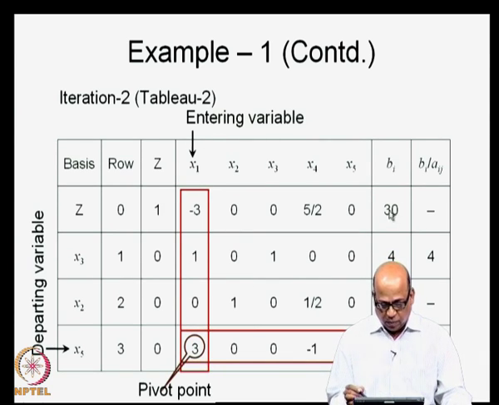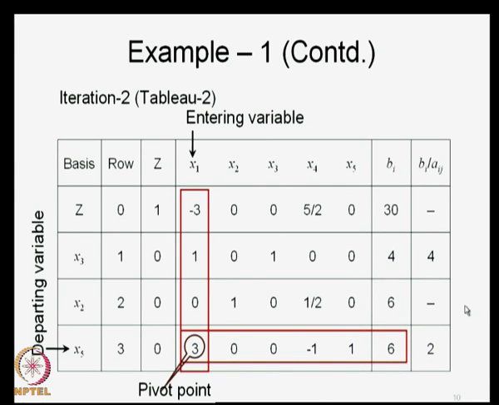Once you identify the entering variable, you calculate B i by A i j. If it is positive, this is not positive, therefore, do not calculate. 4 divided by 1, 4; 6 divided by 0, do not calculate; 6 divided by 3, 2. So, among those variables for which the B i by A i j is positive, the variable that has the minimal B i by A i j value will become the departing variable. So, this becomes the departing variable, and this is the pivotal row, this is the pivotal column, and this is the pivot.